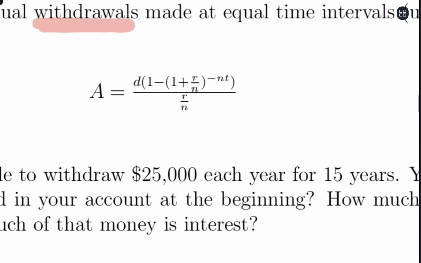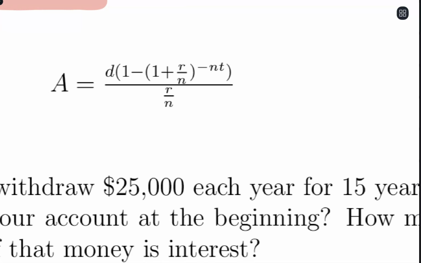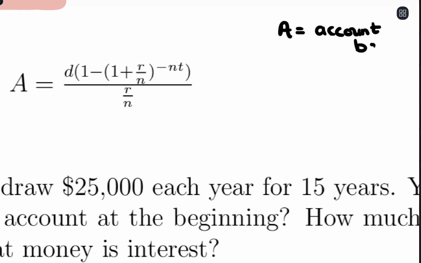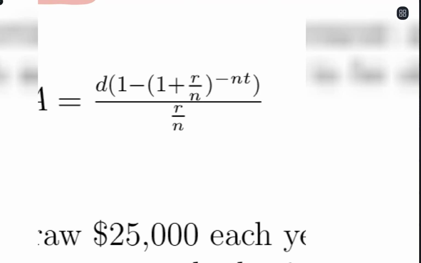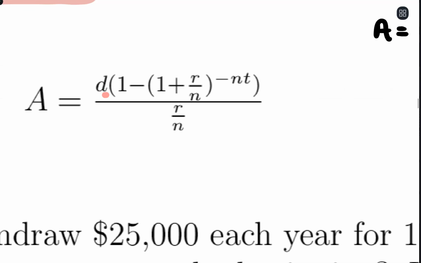So the payout annuity formula, we're going to see a lot of the same letters here. A is the account balance. Well, actually, let's talk through the formula here. A equals, and then in the numerator, we're going to see D times, so we'll have one set of parentheses, we'll have 1 minus, and then in parentheses 1 plus r over n. And then our exponent is going to be a negative nt, and then we'll want to close those parentheses.